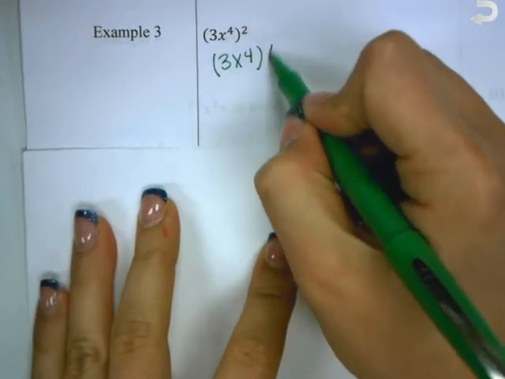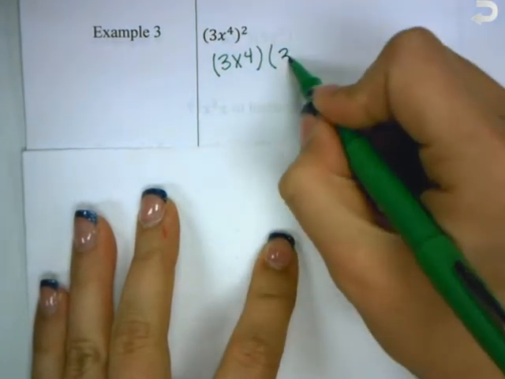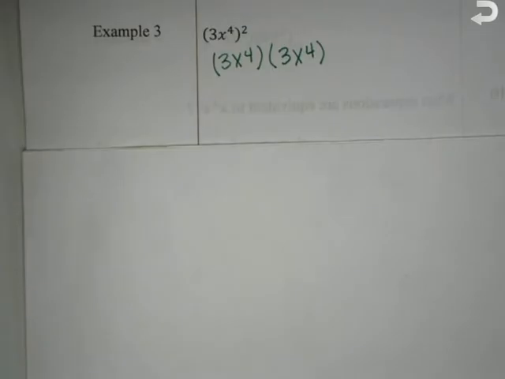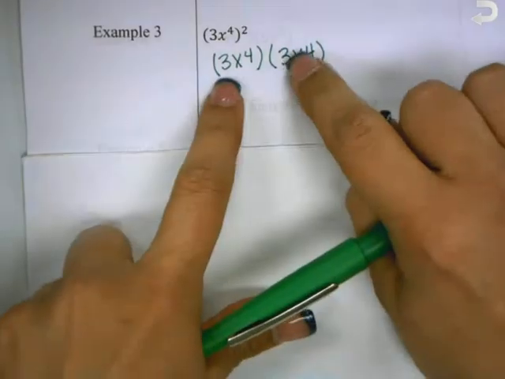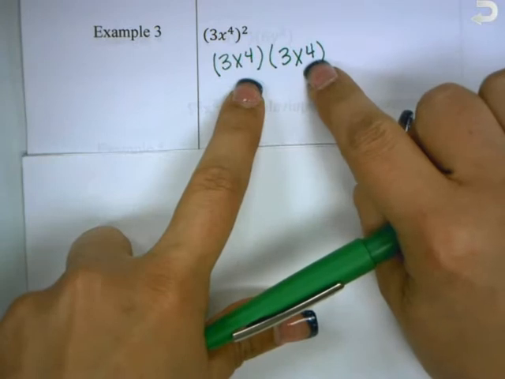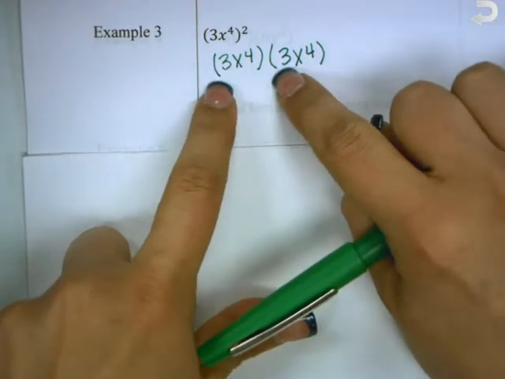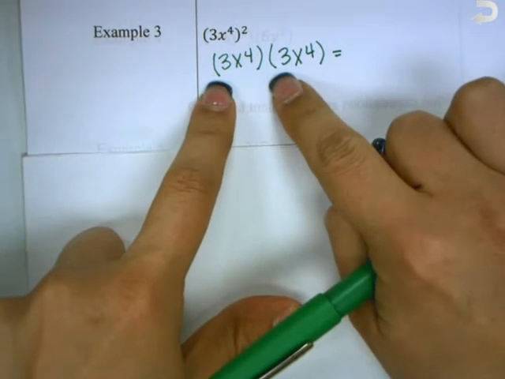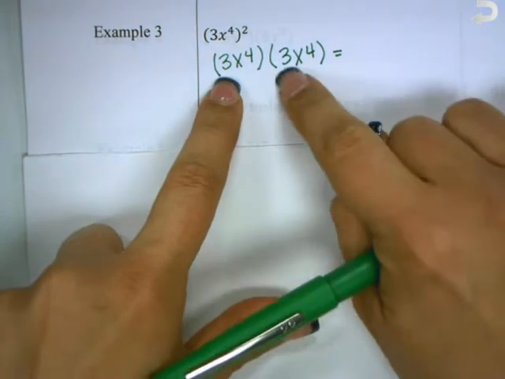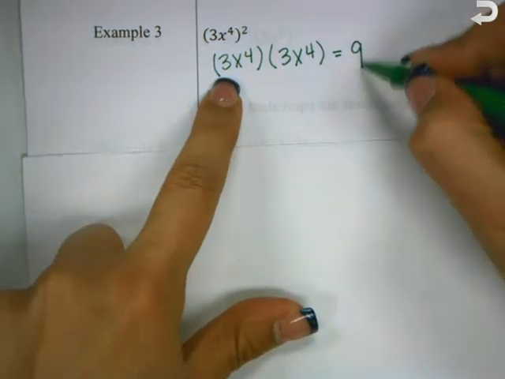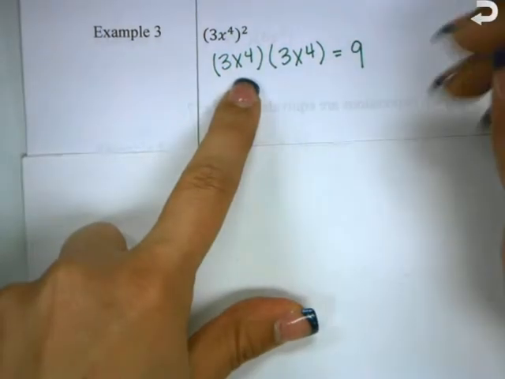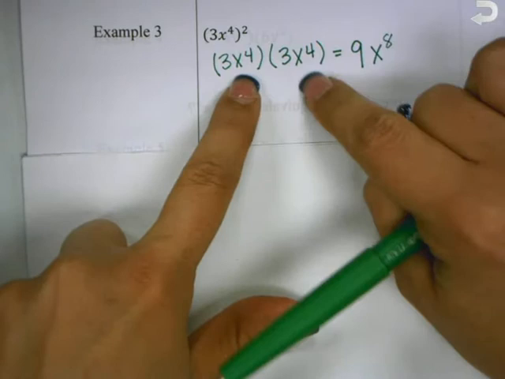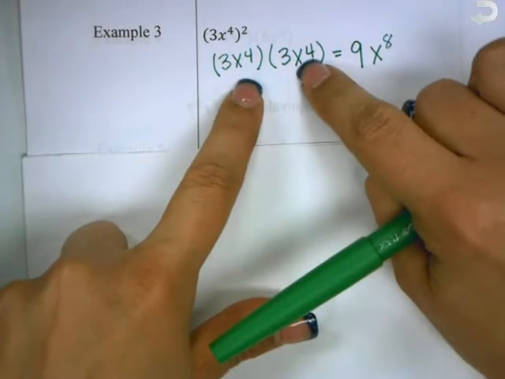And let's just multiply this, signs, numbers, variables. What are the signs for each of these? Positive. Positive times positive gives me positive. 3 times 3 gives me 9. X to the 4th times x to the 4th gives me x to the 8. We add the exponents when we are multiplying. So my answer here is going to be 9x to the 8 if I expand it and do all the work out.